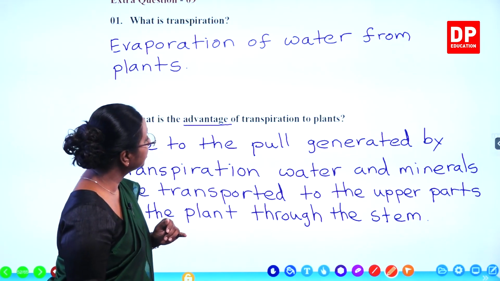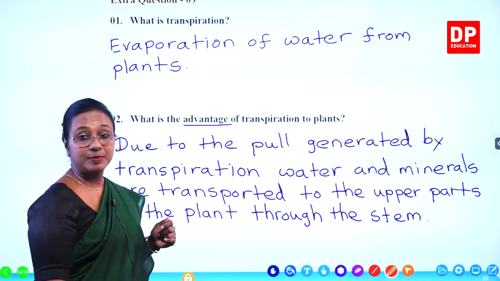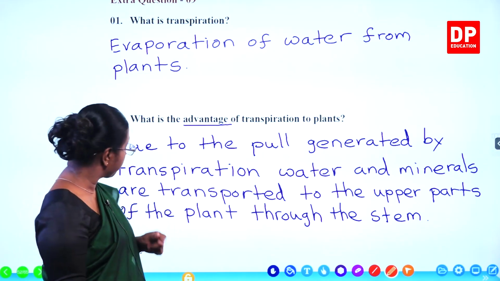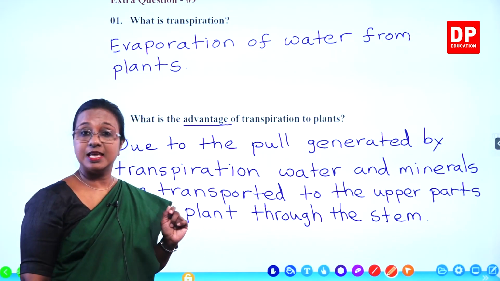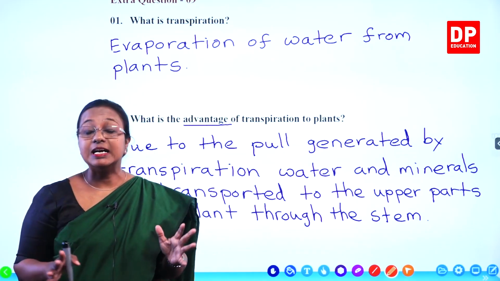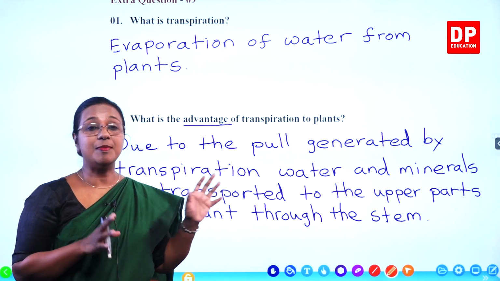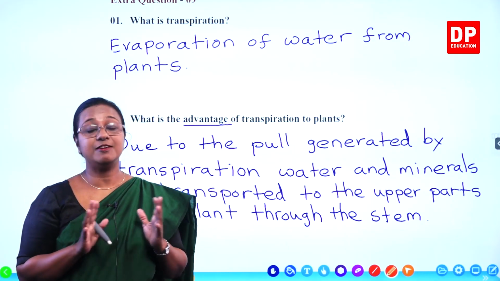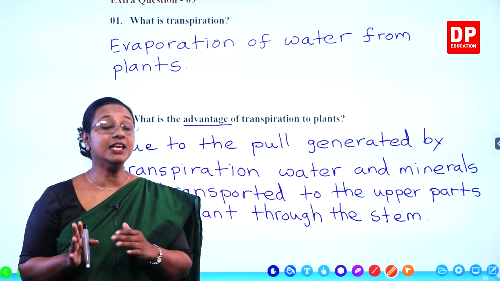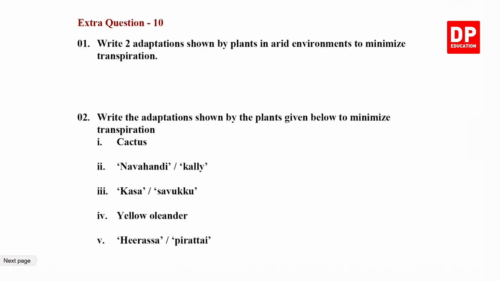What is the advantage of transpiration to plants? Due to the pull generated by the transpiration, water and minerals are transported to the upper parts of the plant through the stem. You don't even have to mention through the stem, but that gives you a complete answer. So students, you all have to write to the point, but at the same time, it's better if you can give a complete answer so that you don't leave out any points. So with that, I will move on to the next question.